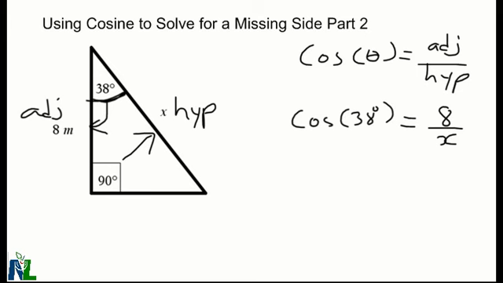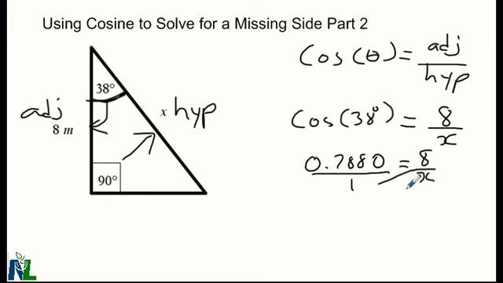Now our next step is to come up with a decimal approximation for cosine of 38. We can use a graphing calculator or any calculator to do that. When we put that in a calculator, we get a value of 0.7880, and we'll report this to 4 decimal places. And that's equal to 8 over x. Now from here, we're going to look at equivalent fractions, meaning we're going to put a 1 in the denominator here. Now we're going to be able to use cross multiplication to help us solve or isolate x.